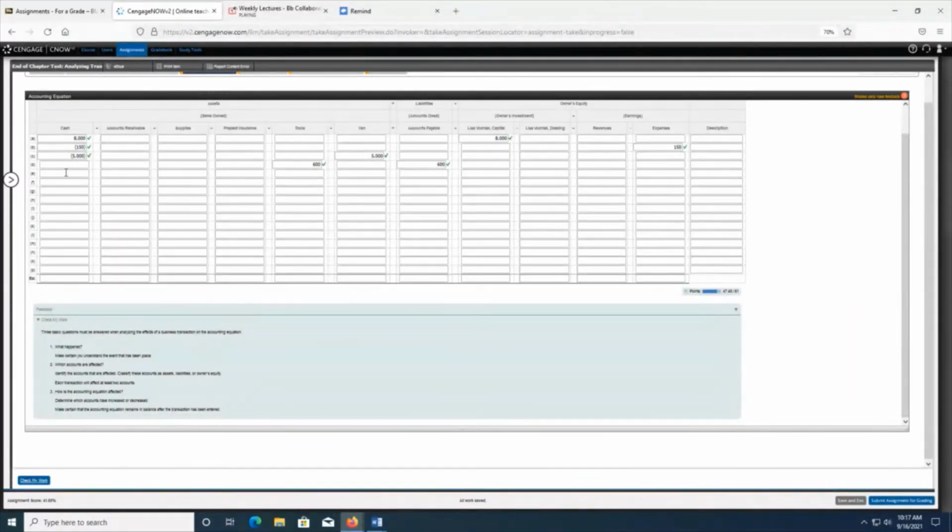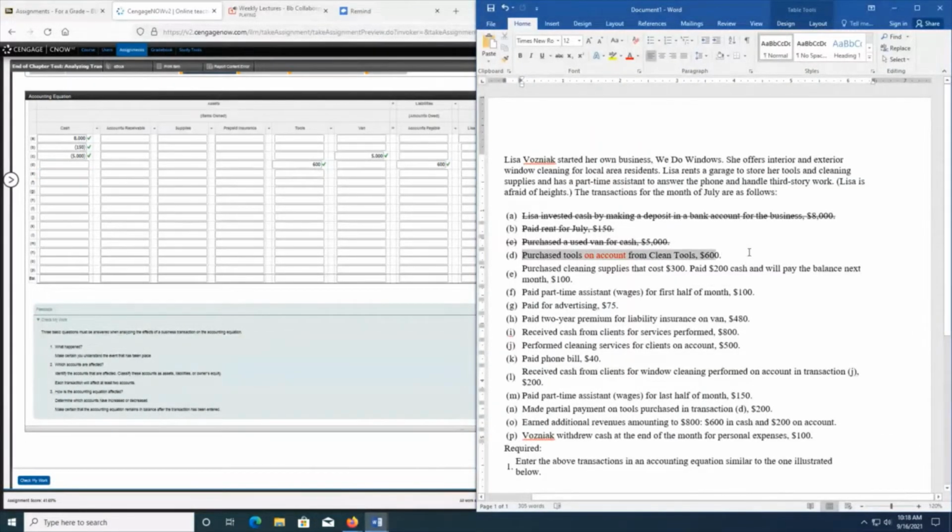All right, so now we are on to E. So let's go back to our instructions. I'm going to cross out D. Okay, purchase cleaning supplies that cost $300. Pay $200 cash and we'll pay the balance next month of $100. Now, I don't think we ever did one of these in class, but remember I said that every transaction has at least two accounts. This one is going to have three. Because we purchased cleaning supplies, we now own supplies. So supplies is going to be one of them. And we own $300 worth of supplies.